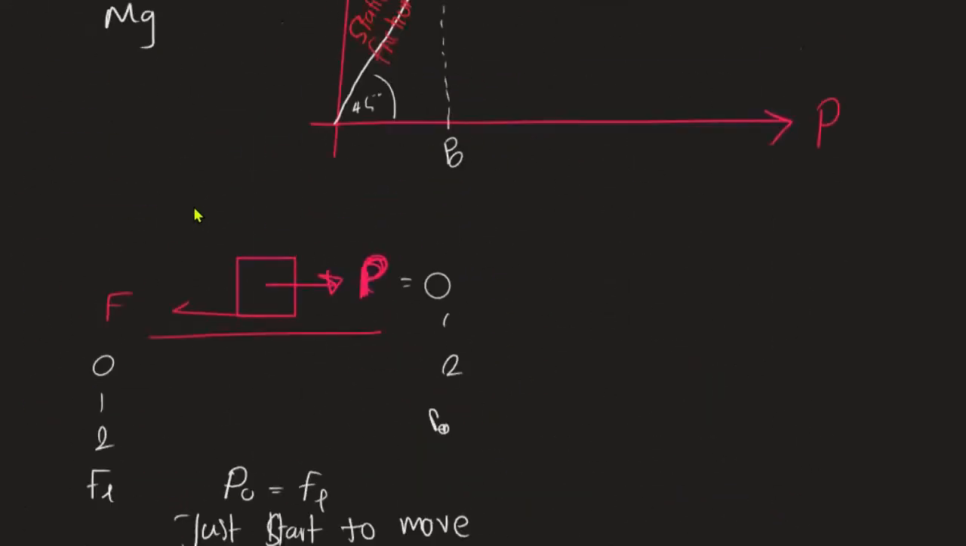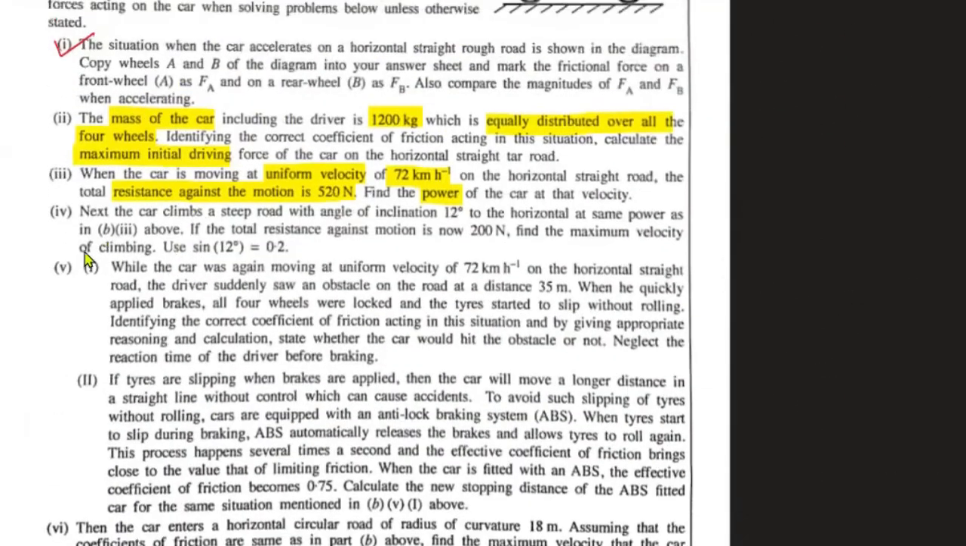So let us go for the next problem, the fourth one. That is done. Now we need to see the fourth problem. In this, they are saying the car climbs a steep road with an angle of inclination of 12%.